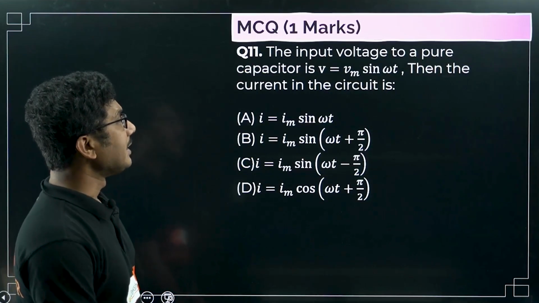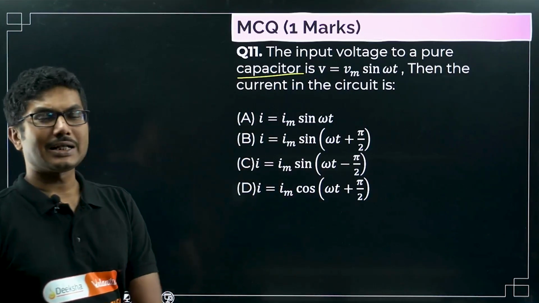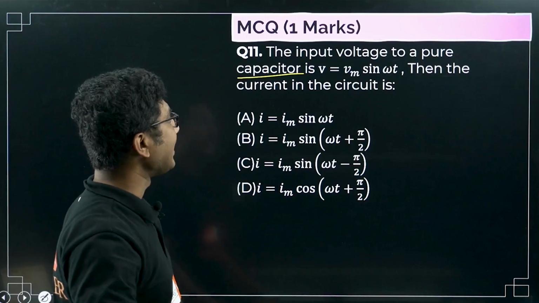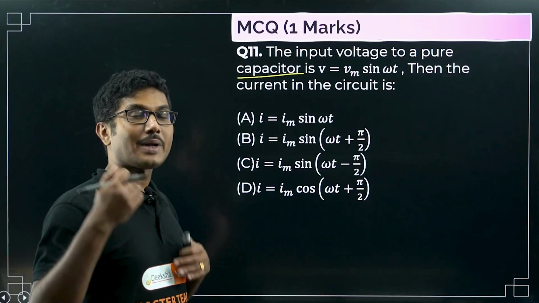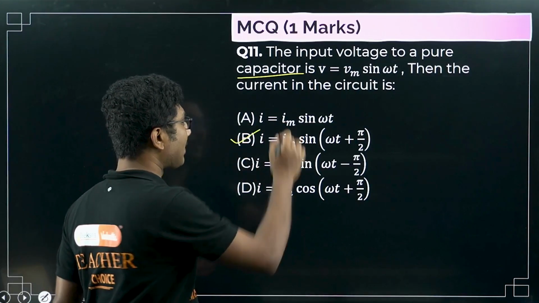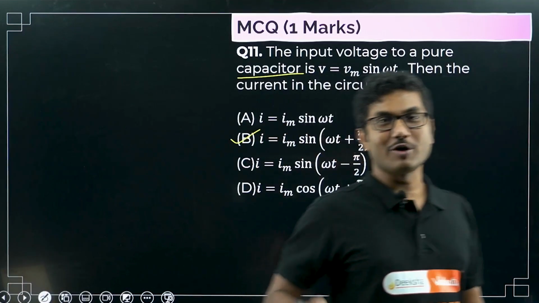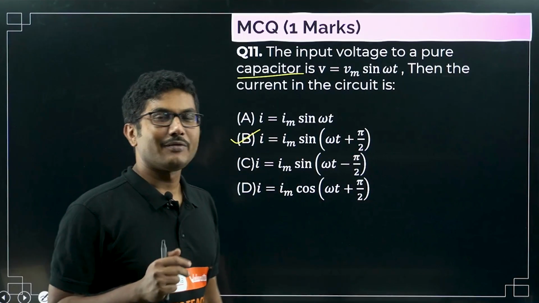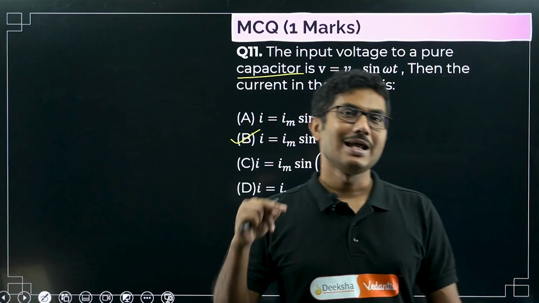Next question. The input voltage to a pure capacitor, same question. Now instead of an inductor they have given you a capacitor, V is equal to Vm sine omega t, then the current in the circuit. Now what is the answer? In case of a capacitor, the current leads the voltage by a phase pi by 2. So in this case the answer will be option B. Same question, same options, only thing they have changed is inductor and capacitor. So be careful. If it is a capacitor, current leads. If it is an inductor, current lags behind.